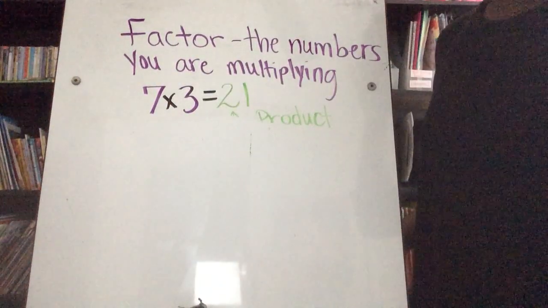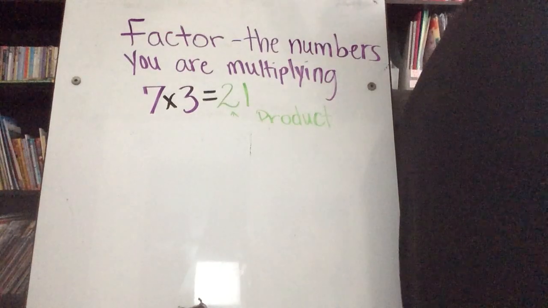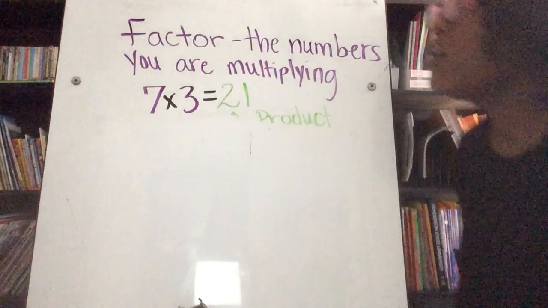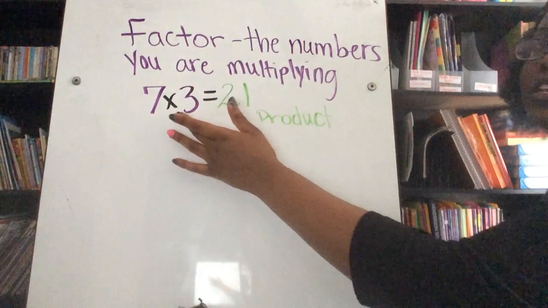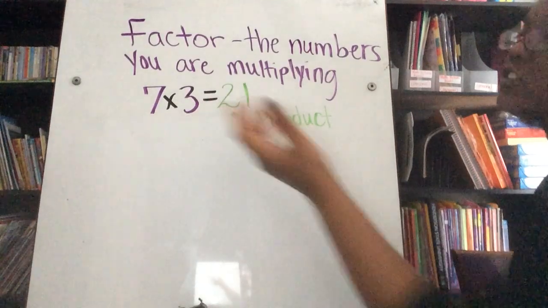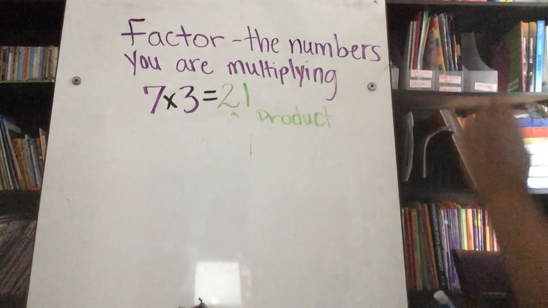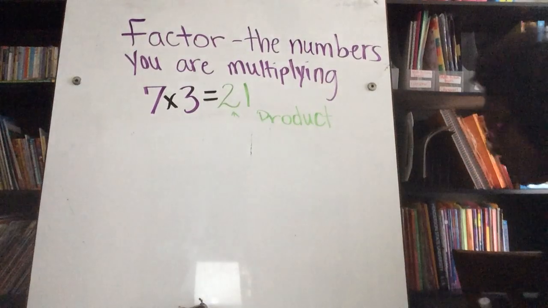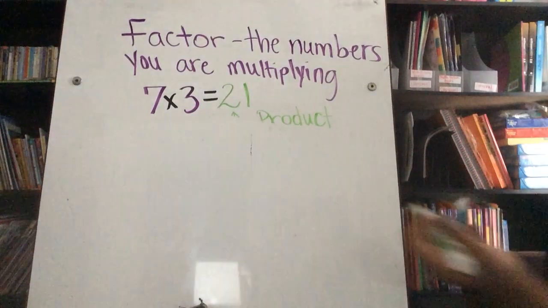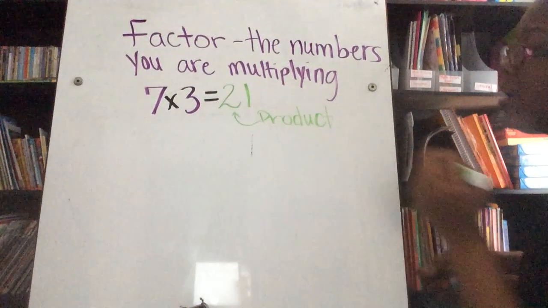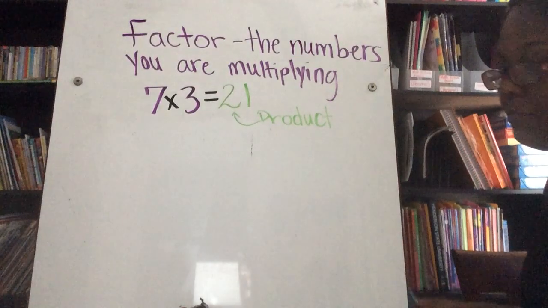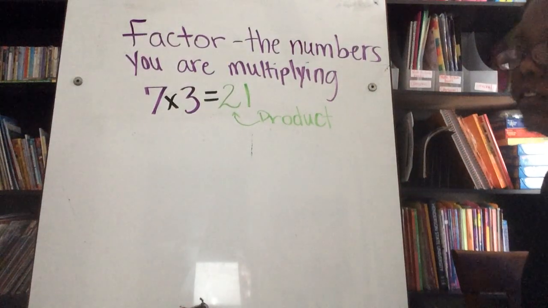A factor is the number or numbers that you are multiplying. So in this problem, we have 7 and 3 being our factors. If you notice, I have the green number in a different color, and it is called a product. And a product is the answer to a multiplication problem.